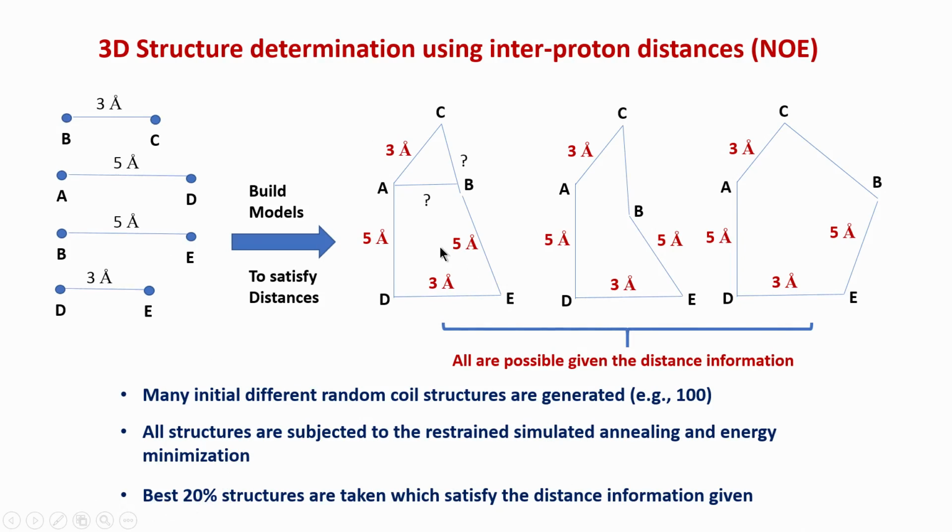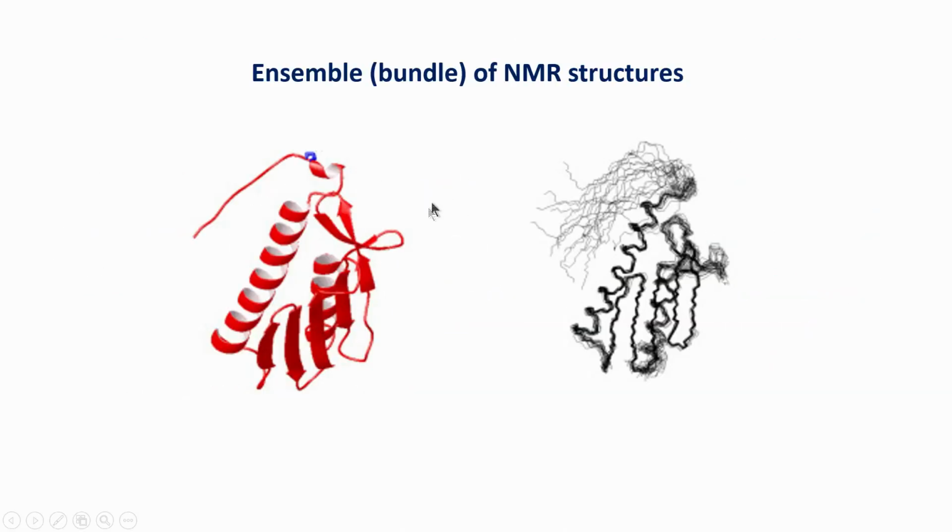What do you mean by best? Best means where there is a minimum violation of distance. For example, if this is supposed to be 3, in some structure it may come out to be 3.6, then that is a big violation. If it is 3.1 it is okay, or 2.9, but if it is 3.5 or 4, then that distance was not correctly satisfied. So, I have to reject that particular structure. This is how structure building in NMR is done.